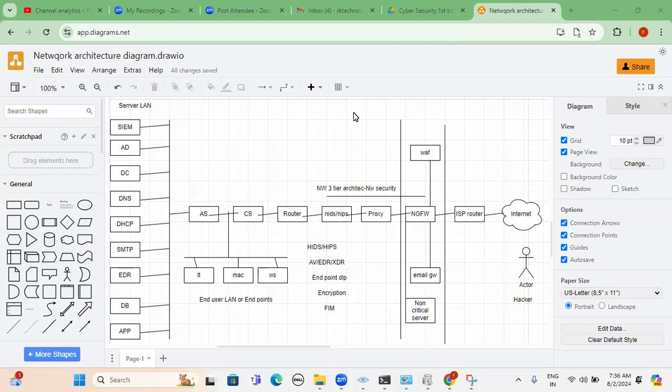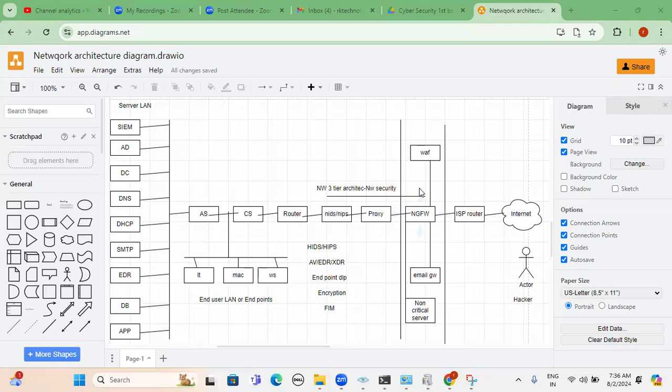So today's topic is the network architecture diagram. This network architecture diagram is applicable not only to on-premise or data center, but even to cloud as well. Whenever you want to architect a design for any organization, this is the way we have to follow. The only difference between on-premise and cloud is that on the cloud side, the web application firewall comes first, and in our on-premise environment, it comes in parallel to the next generation firewall. That is the only difference. Everything else remains the same.